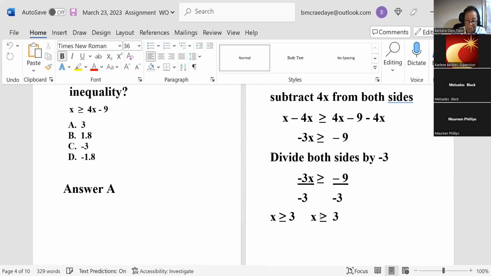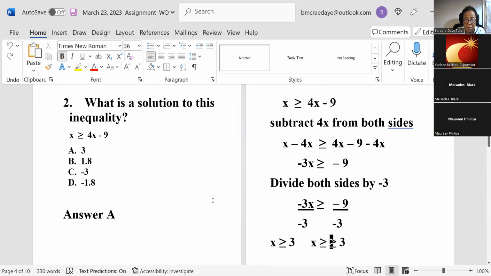Let's take that out. I'm sorry, I took the wrong thing. Let's see. Okay, that's greater than. I want the less than symbol.